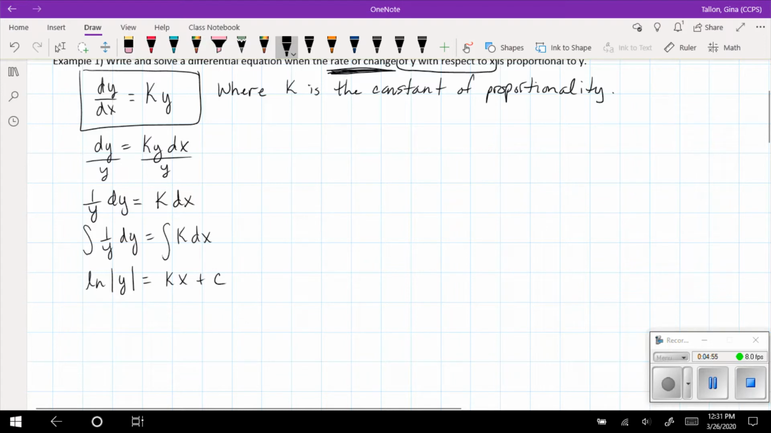And if I took the derivative of kx plus c, wouldn't the derivative simply bring me right back to k, and that is true.